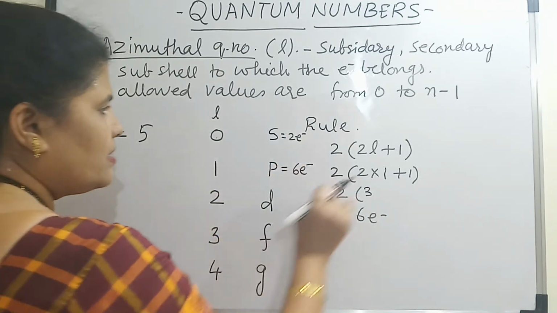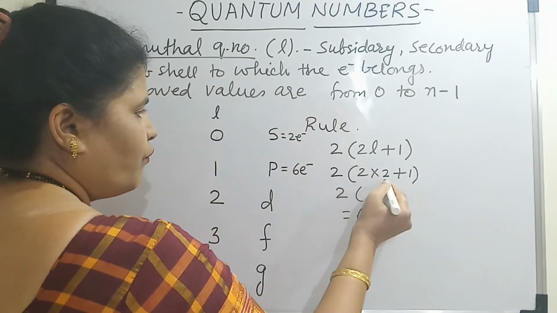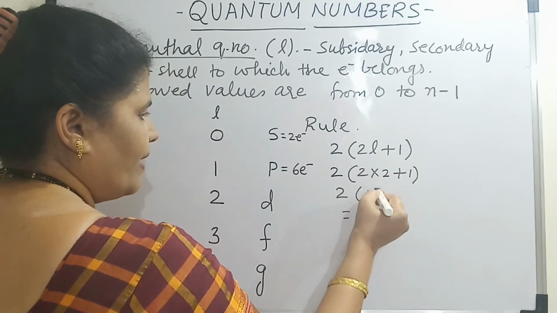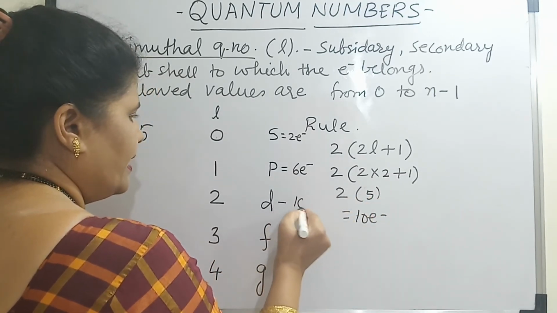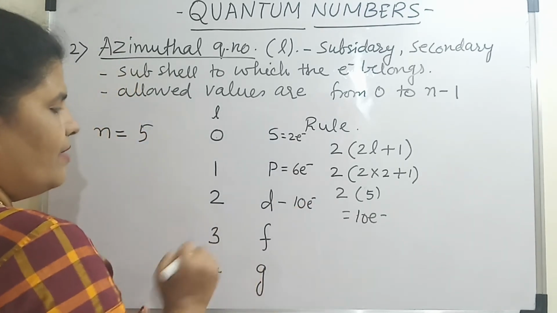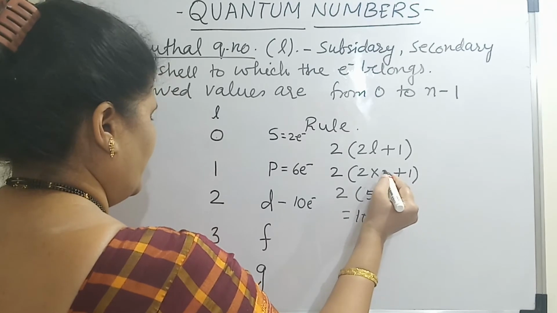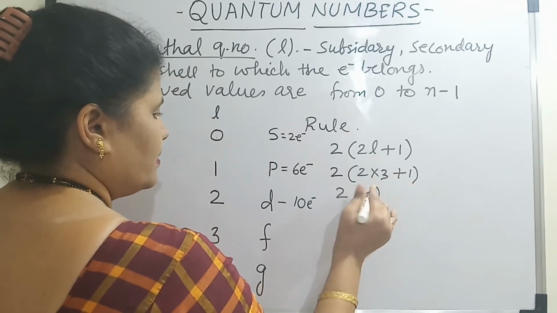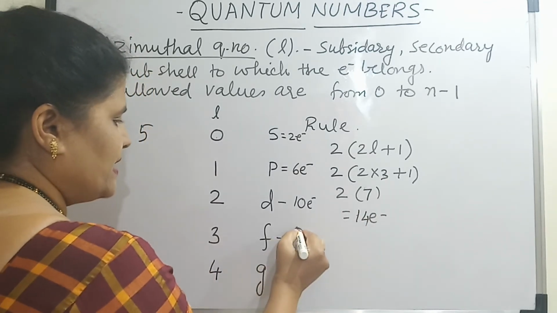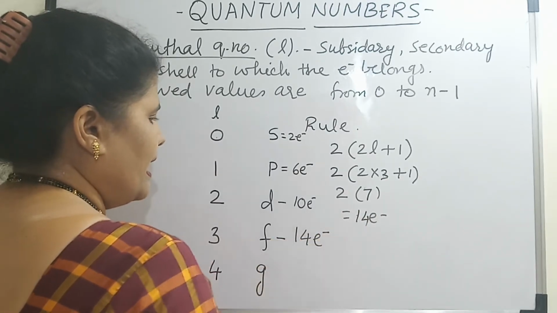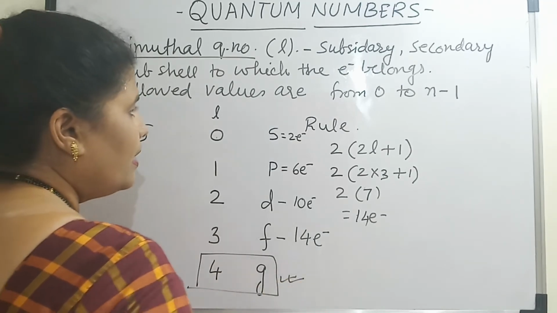Let us try for l equal to 2. It will be 2 into 2 plus 1. How much will this be? 4 plus 1 is 5, and 5 times 2 is 10. So I can fill 10 electrons here in the d subshell. Similarly, for l equal to 3, it will be 2 into 3 plus 1, which is 7, so it will be 14 electrons. So in the f subshell, I can fill 14 electrons. You can try this for your practice and comment the answer in the comment box.